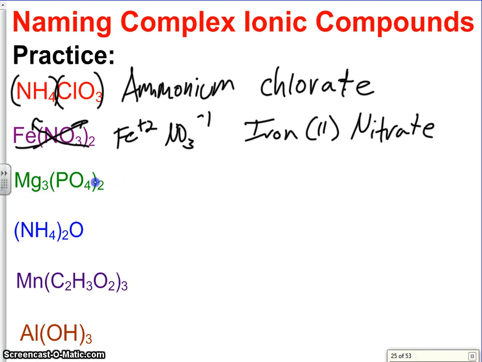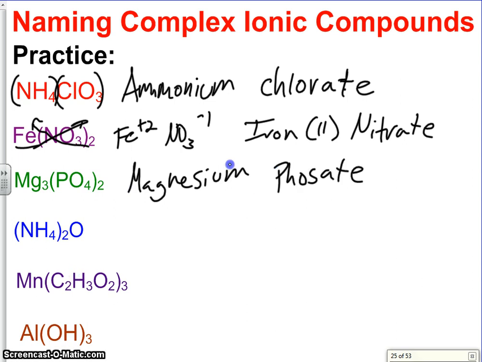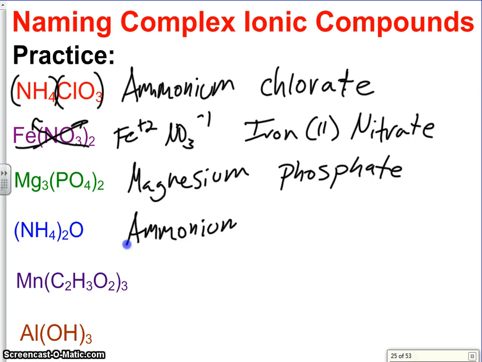Next one, same concept. I have Mg3(PO4)2. Mg is magnesium. It is not a transition metal, so I just name it. PO4 is a polyatomic ion. I just name it as well. Whoops, forgot the P there. Sorry about that. Let's try that again. Phosphate. Okay. (NH4)2O. Already identified the polyatomic ion. NH4 is ammonium. Okay. O is oxide or oxygen. We name it oxide and we're done.